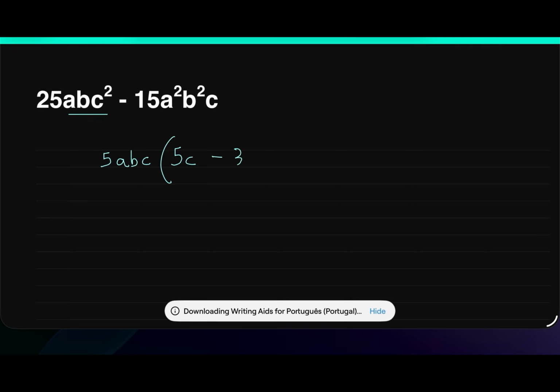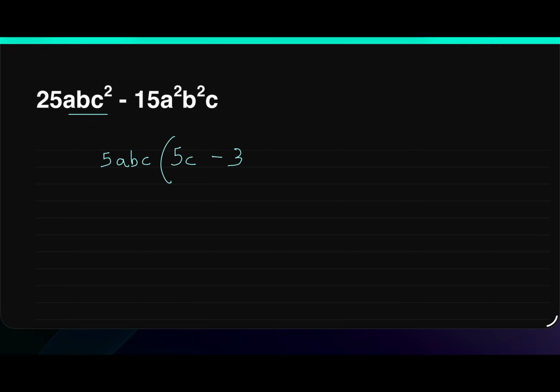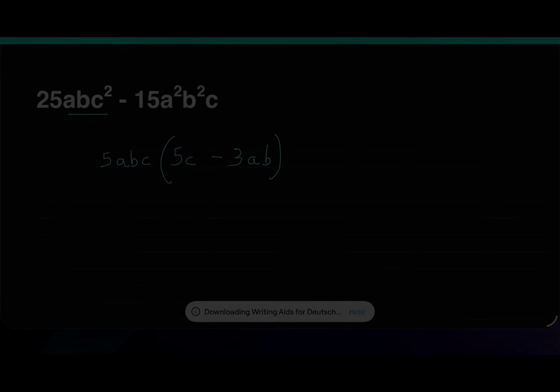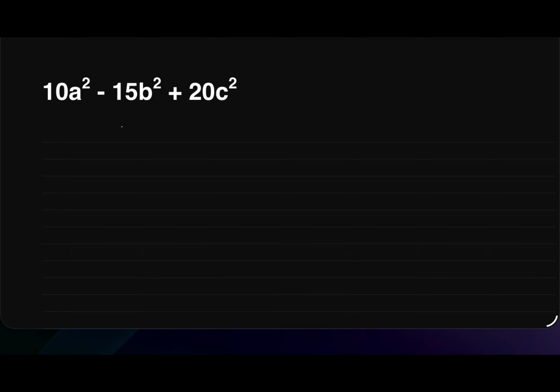Minus 5 3s is 15. A, B and C is already there outside, so don't have to put it here. Now over here again, the highest common factor is 5. A, B, C, none of them is common. So nothing comes outside the bracket. 5 2s are 10, A square, minus 5 3s are 15, B square, plus 5 4s are 20, C square. That's it.